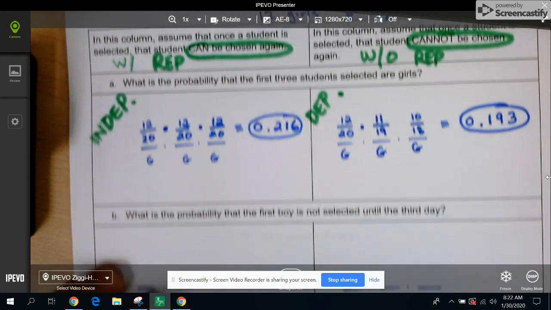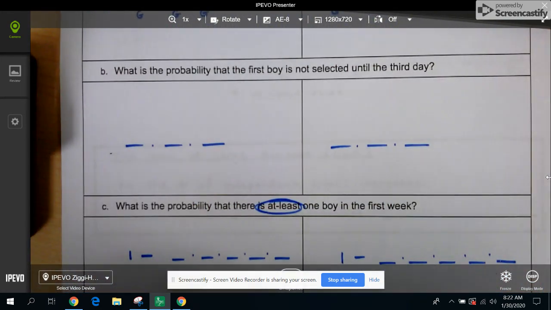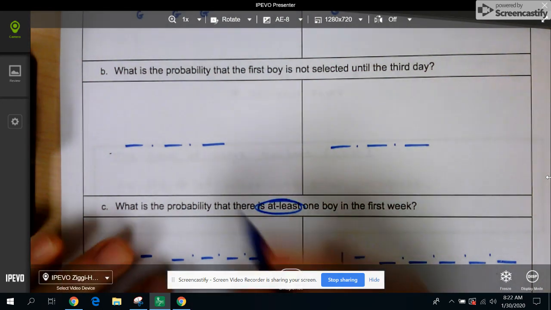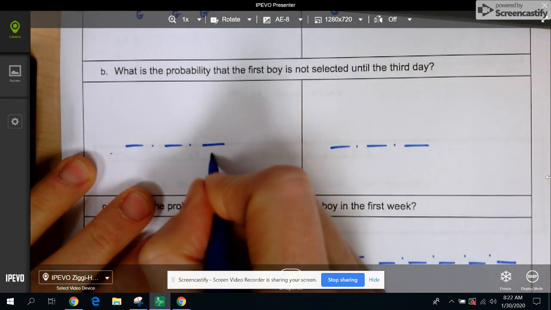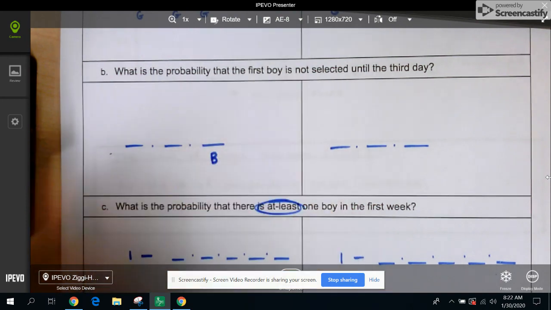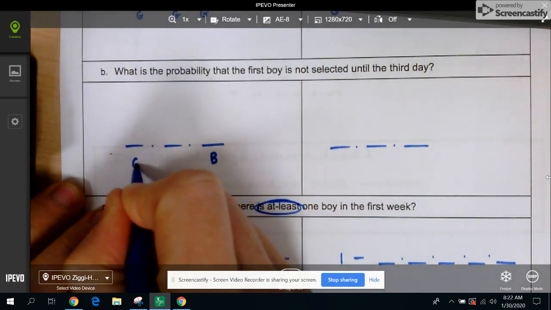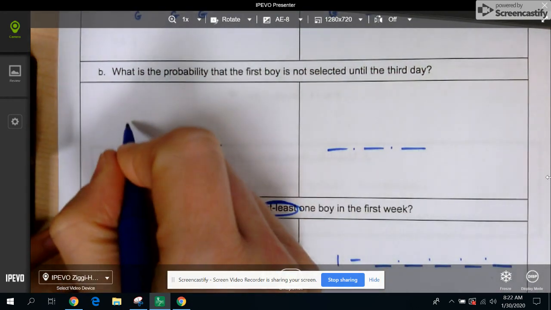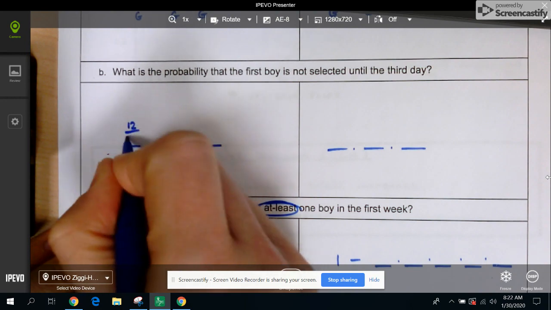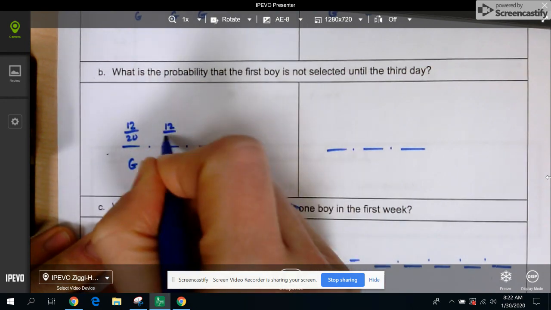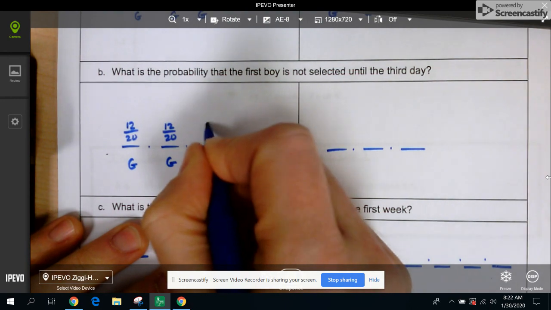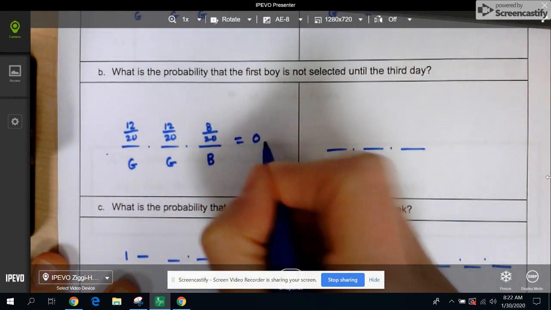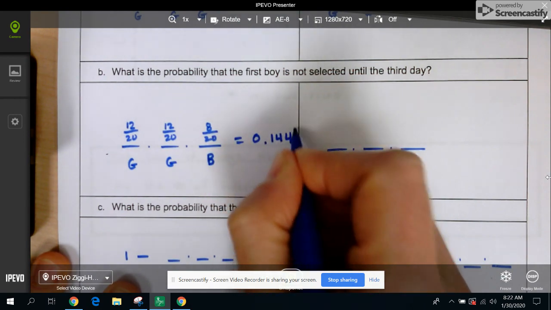Let's look at a slightly different example. In B, it says, what is the probability that the first boy is not selected until the third day? So if the first boy is not chosen until the third day, that means we want a girl, and then a girl, and then a boy. Now with replacement, that would be 12 out of 20, and then 12 out of 20, and then on the third day, there are 8 boys out of the 20 to choose from. And that percentage is a little more than 14%.